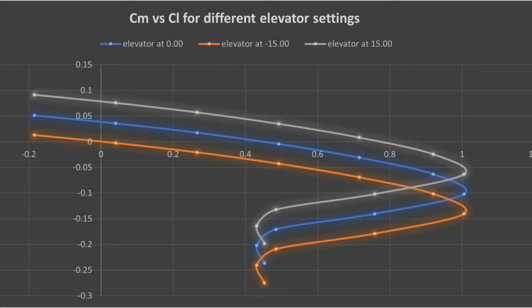Here, the required coefficient of lift for trim is shown at the given elevator deflections. The coefficient of lift to maintain trim increases with elevator deflection.